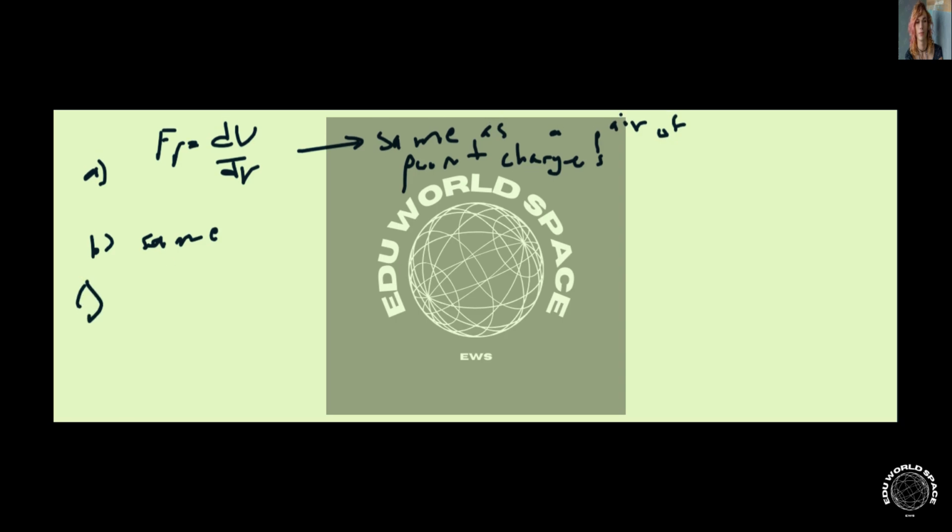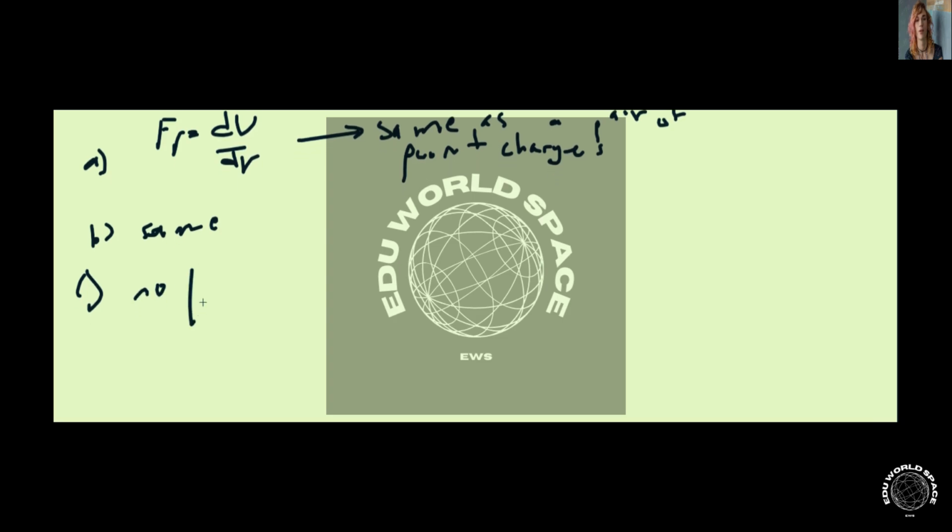So for part C, the result does not hold for conducting spheres or shells because when two charged conductors are brought close together, the force between them causes the charge to redistribute, and the charges are no longer uniformly distributed over the surface.